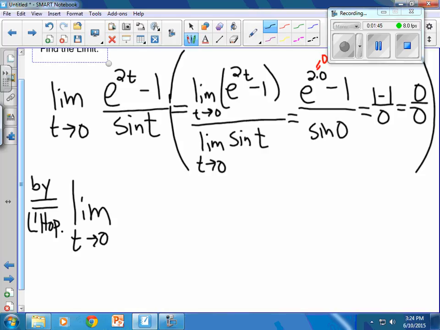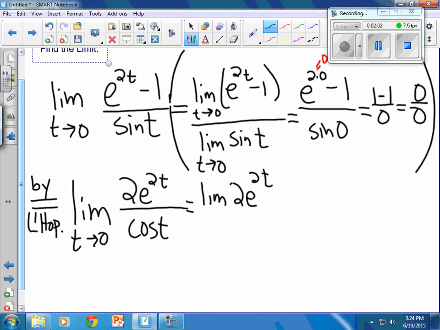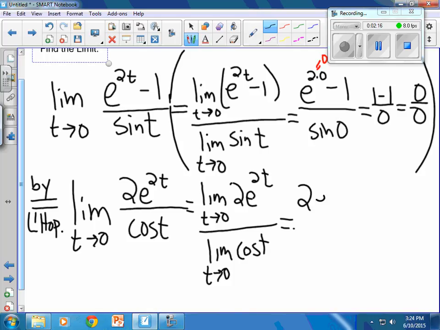The derivative of the numerator is 2e to the 2t. The derivative of the denominator is cosine of t. Now when we try L'Hopital's rule, the quotient rule, we're taking the limit of 2e to the 2t as t goes to 0, divided by the limit of cosine of t as t goes to 0. Again, the numerator and denominator are both continuous, so we can simply substitute in the 0 to calculate their limits.